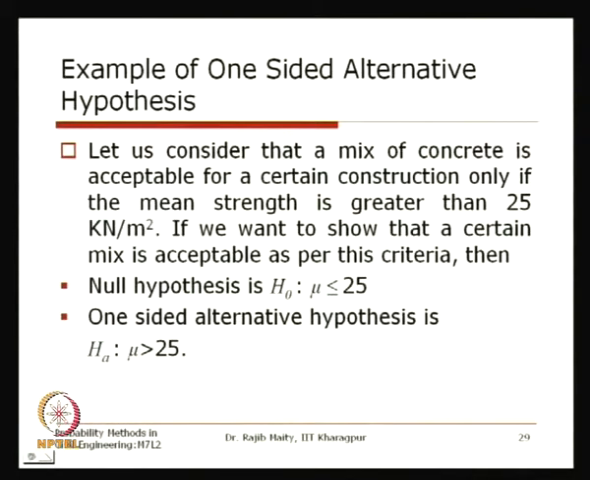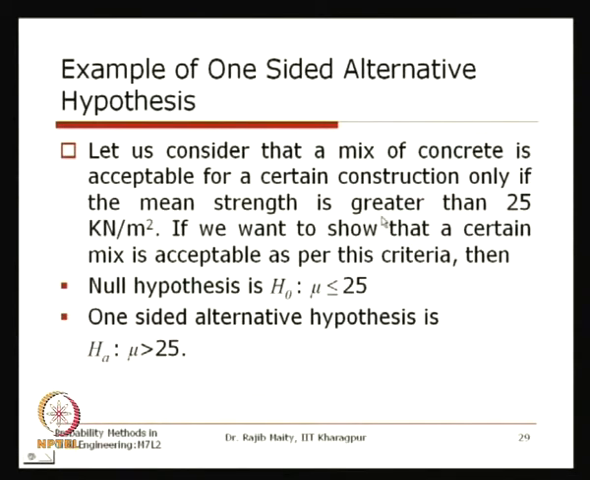So, that is why in the alternative hypothesis we put that mu is greater than 25. So, mu greater than 25 is in this alternative hypothesis. In the null hypothesis, the remaining part, that is less than or equal to 25, is put there. Remember that it is acceptable only if the mean strength is greater than 25 kilonewton per meter square.